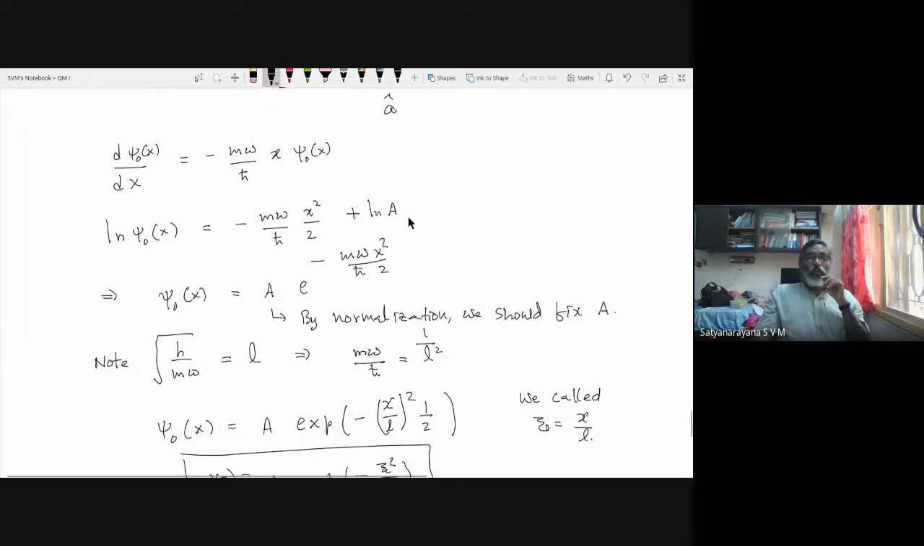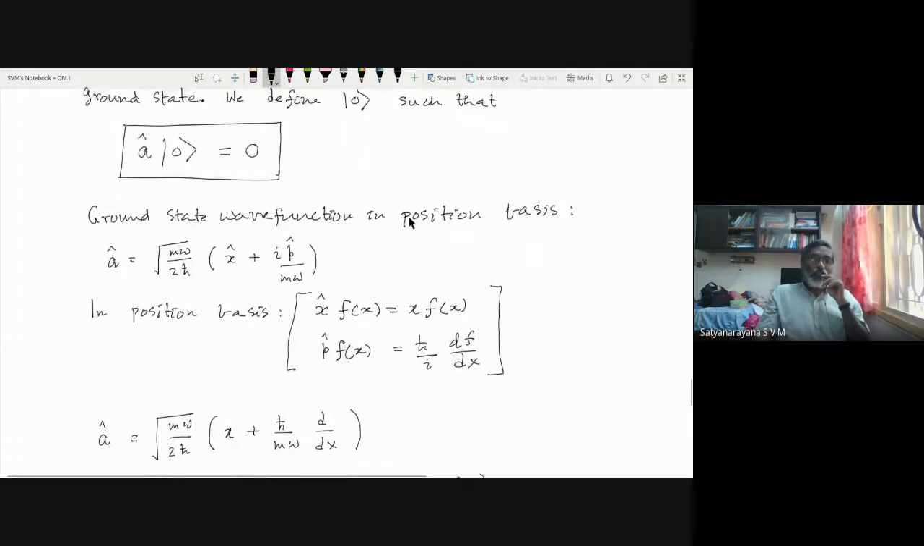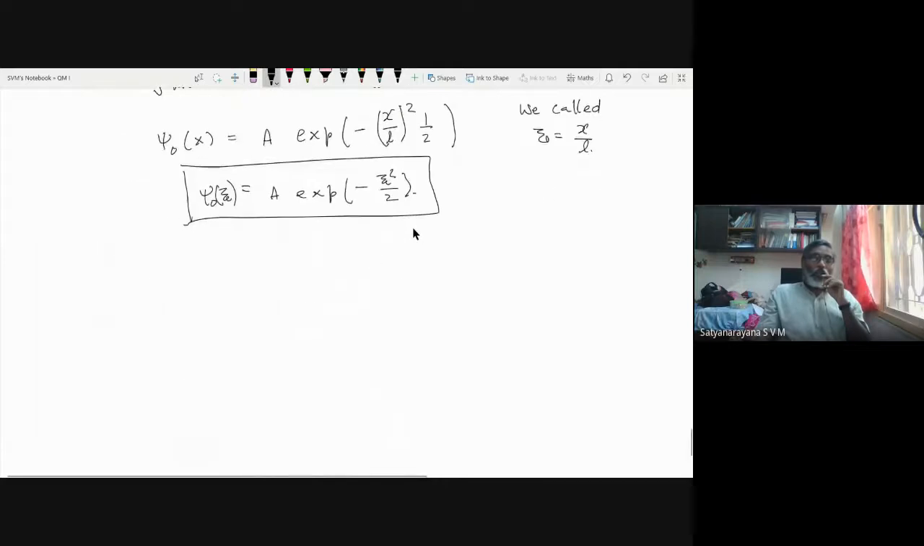Now, once we obtain this, then getting the excited states is also straightforward. So for example, let us look at excited states.